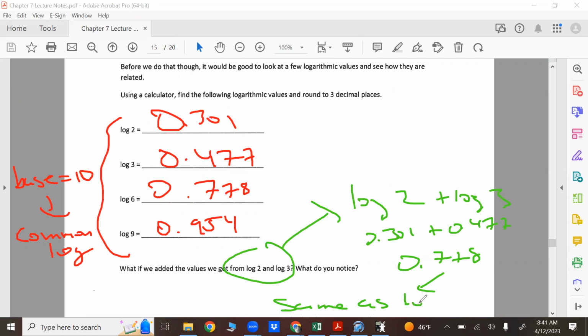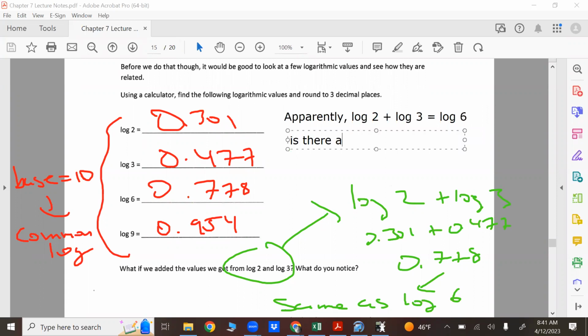Same as log 6, right? That's what we noticed. So apparently log 2 plus log 3 equals log 6. Okay. So here's the next question I have for you guys. Is there a formula we can use to generalize this situation?